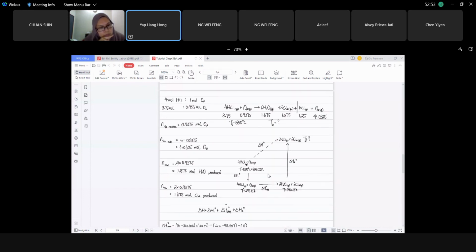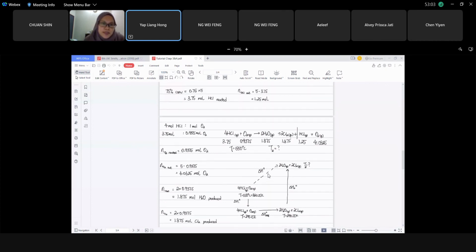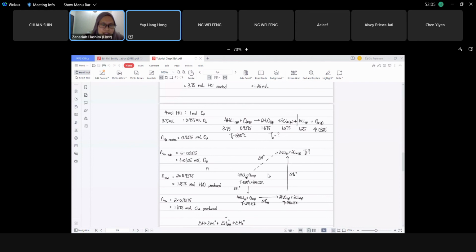Okay, so from the stoichiometry, we can also get these two, 1.875. Just from the stoichiometry. Okay, yeah. You are missing one thing here. Because the feed kan, dia bukan oxygen sahaja. It has to be air, right? So you will have oxygen and nitrogen. Yeah. That's the problem I found just now. Okay, sekejap saya.